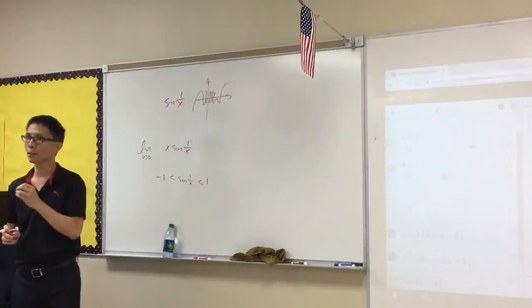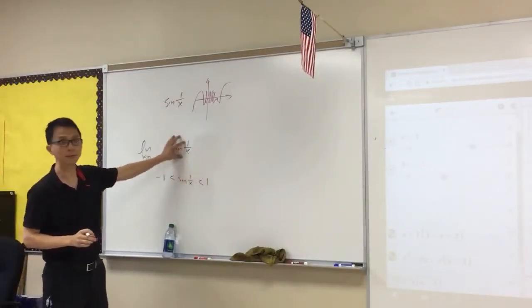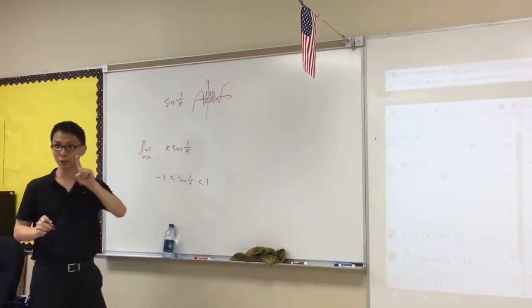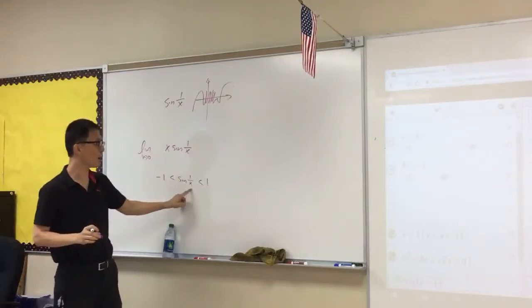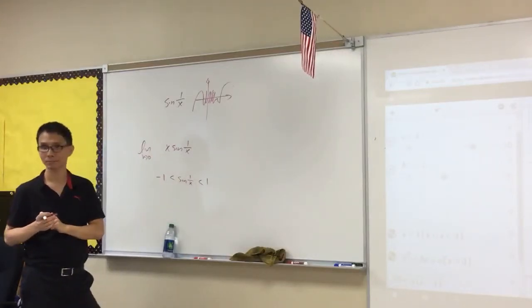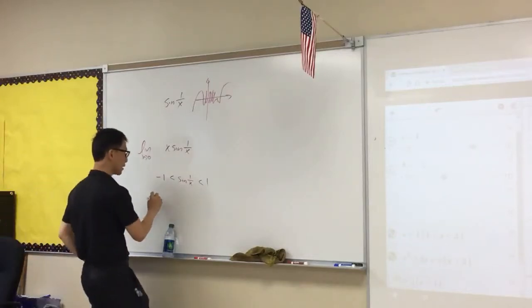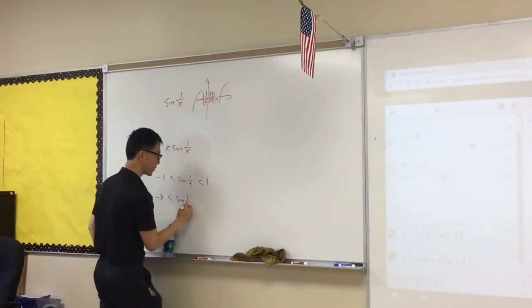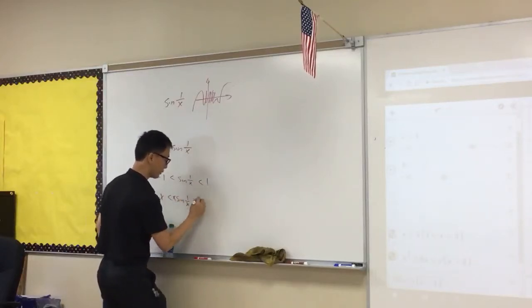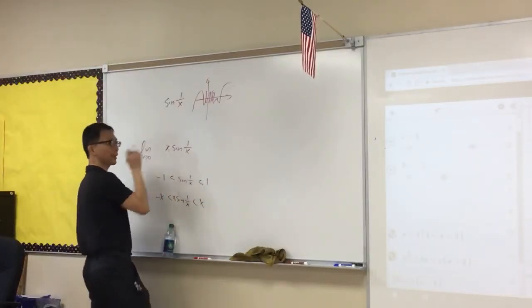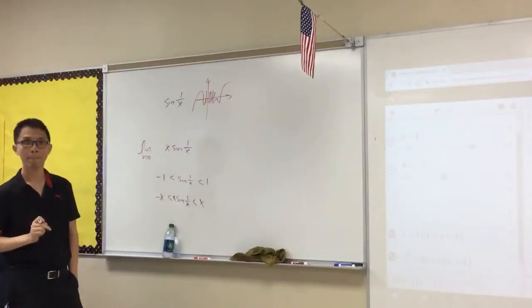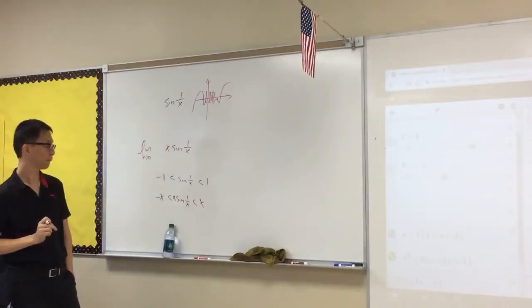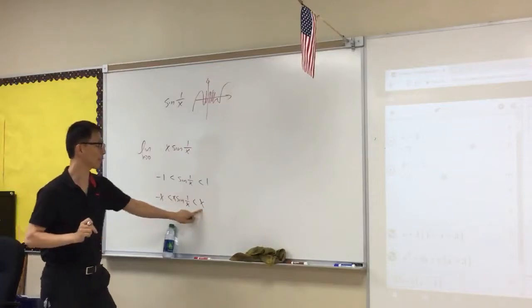And you say, okay, but we didn't ask this function. But can I do this? Can I multiply all the sides by x? Yeah. So I can say -x less than x sine of 1 over x less than x. See, did I make this function look like this one? You did. I multiply by x on all sides.